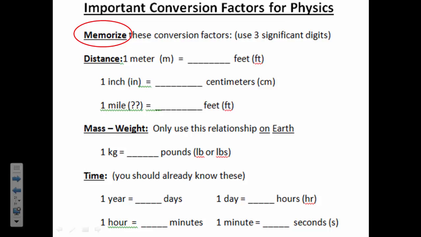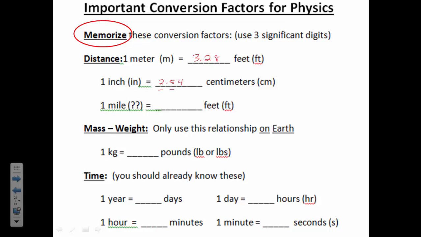So meters to feet, and I'm going to give you these numbers rounded to 3 significant digits. You can look these up. You can look up a good online calculator, for example, or if you look at your cell phone, they probably have a calculator, or your TI. 1 meter is actually 3.28 feet. All right. 1 inch is 2.54 centimeters.